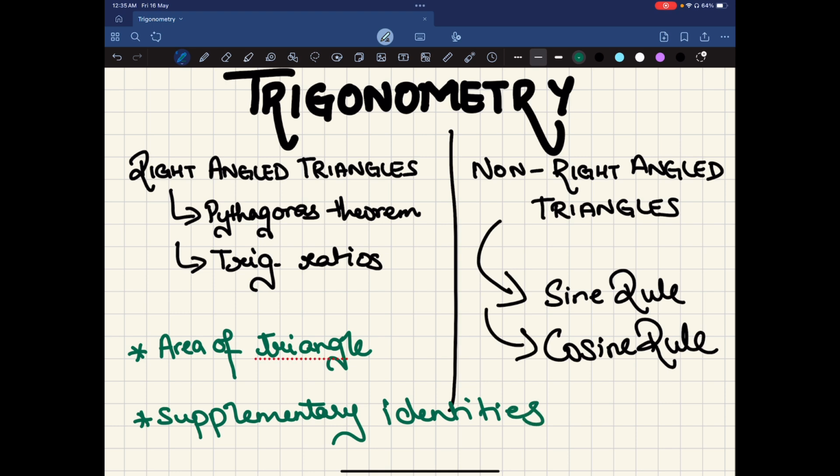So this is how the video is basically going to be organized. It's a very rough outline of what is going to follow. This video focuses especially on core trigonometric concepts. Topics like angle of elevation and depression and bearings will be covered in the next video.